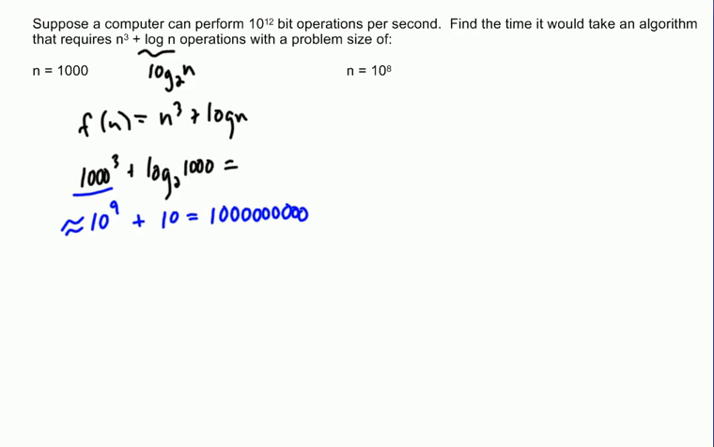that's 10 to the 9th, 3, 6, 9, and then add 10. This is the number of bit operations this algorithm would require. So let's just, for simplicity's sake, refer to this as 10 to the 9th.